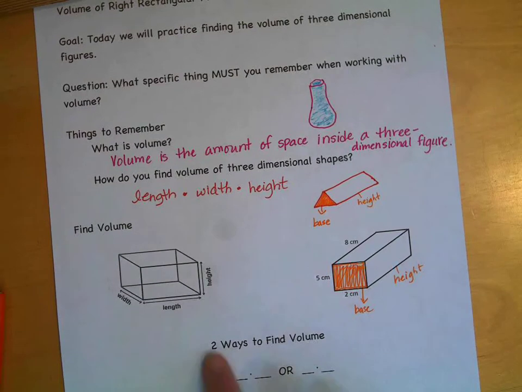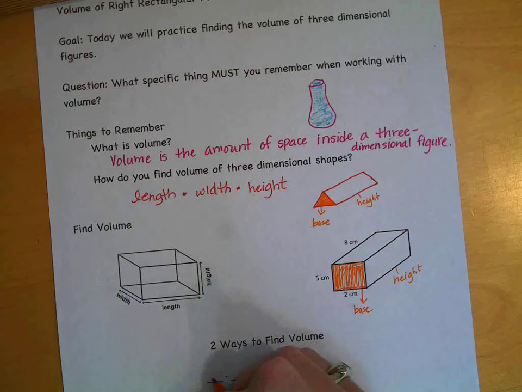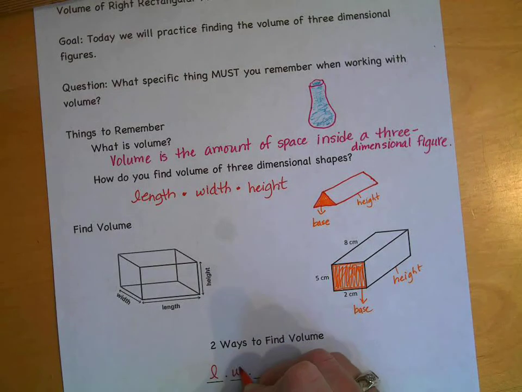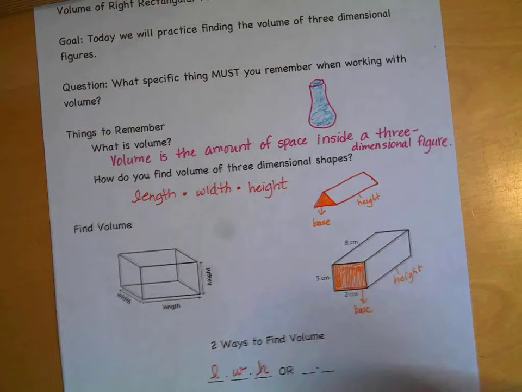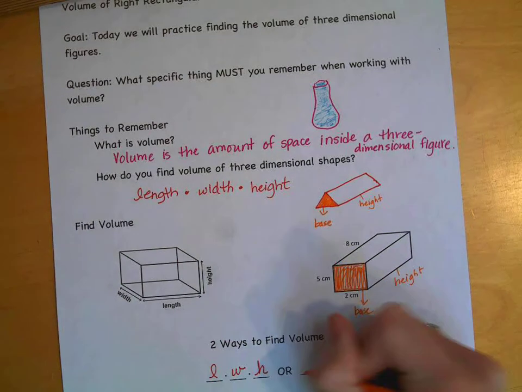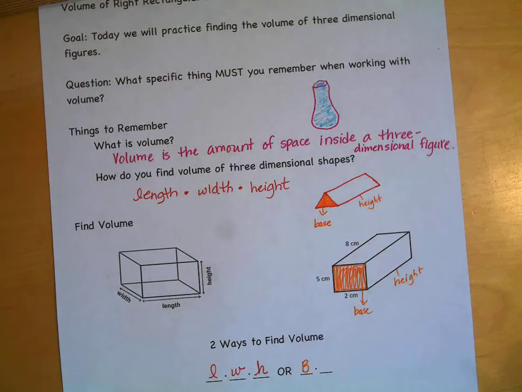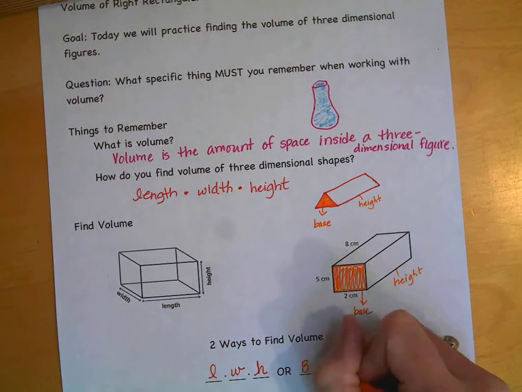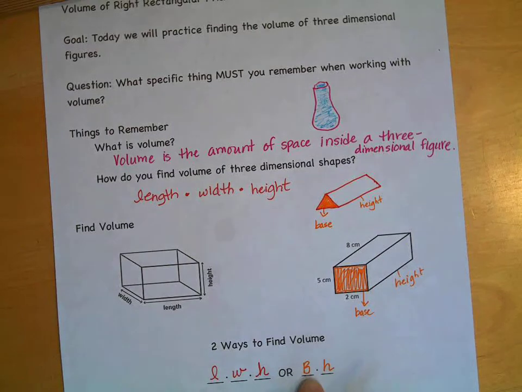So if we fill out this little cheat sheet for us, it says 2 ways to find volume. One way to find volume is to take the length times the width times the height. Okay, that's one way. The other way to find it, after I just showed you what it looks like, is called area of the base. So you have to do big B times height.